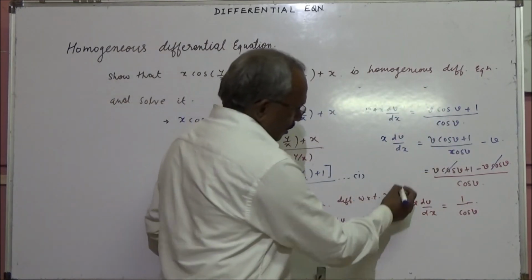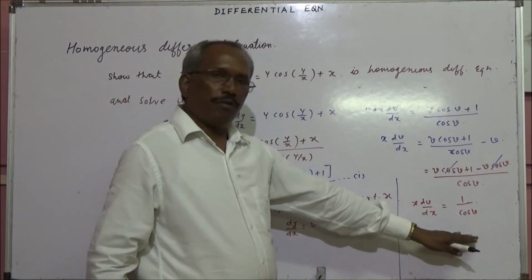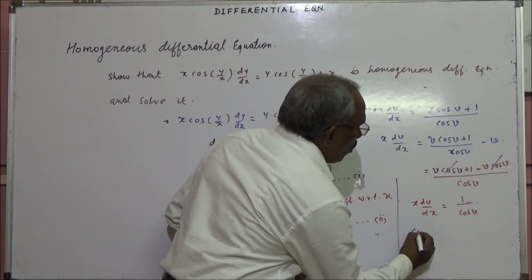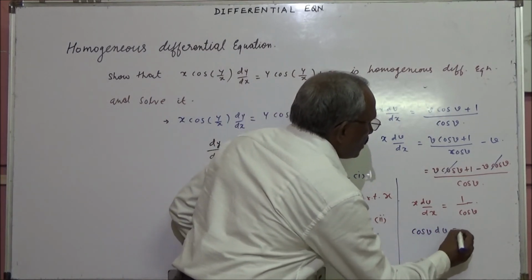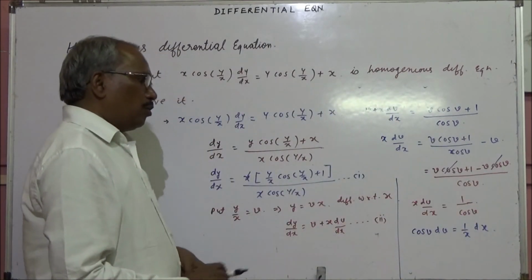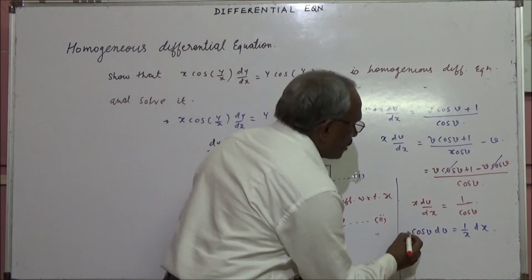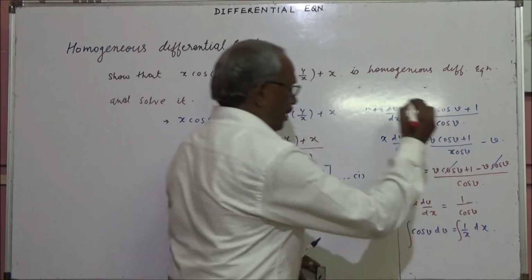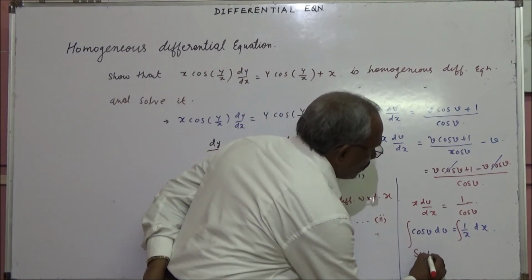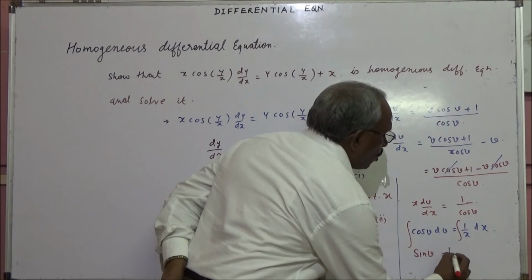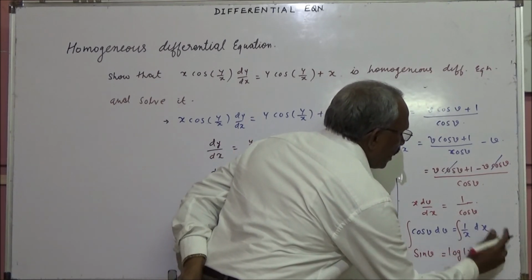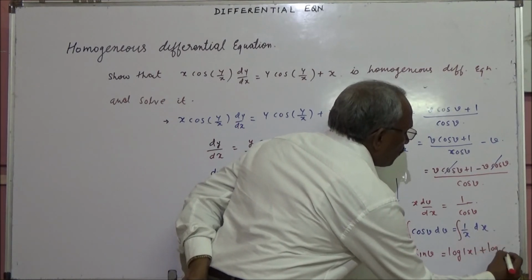Now this comes into variable separable form. So this can be cos v dv is equal to 1 by x dx. So now let us integrate both sides. Integrating both sides, what is the integration of cos v? It is sin v is equal to log of mod x plus c, which can be written as log of c.